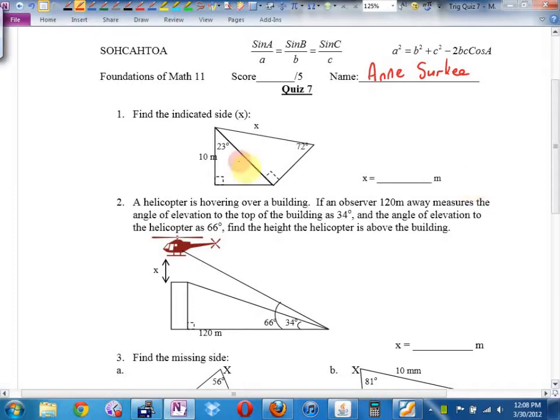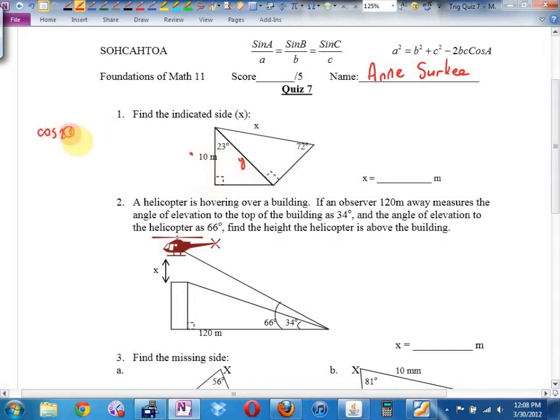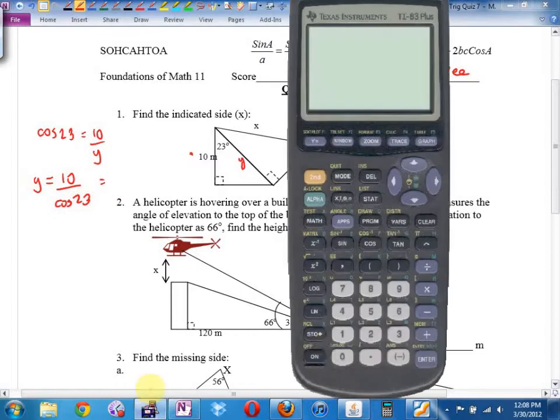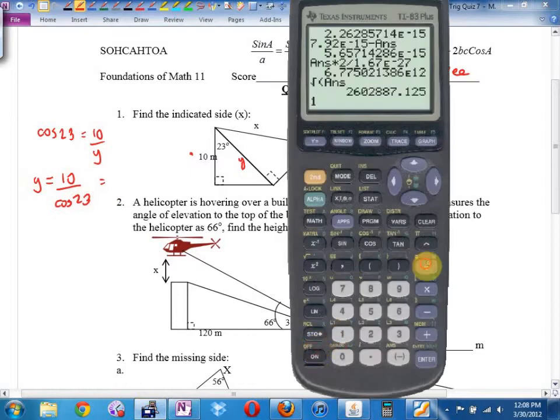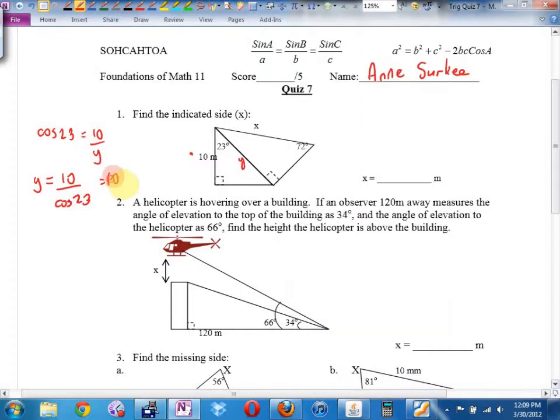I think what I really need to do first is find Y from this triangle. I would do that by going adjacent, hypotenuse. The cosine of 23 equals 10 over Y. So Y ends up being 10 over cos 23, which is 10.8636. I'll carry a few extra digits.